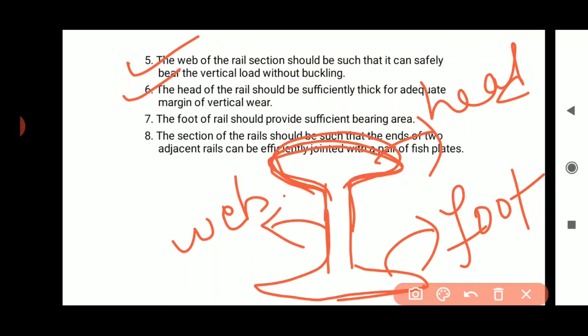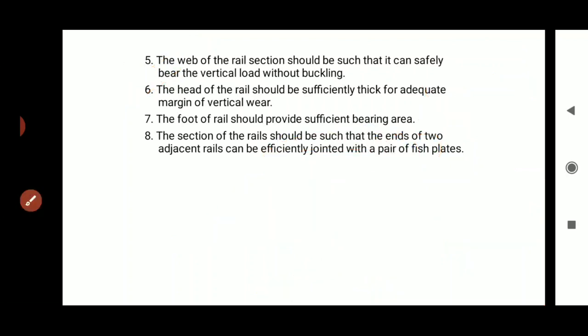And the wearing surface of this head should be hard. So to resist the wear and tear, this head part should be sufficiently deep. The thickness should be more so that it can resist the limiting value of the wear. And this surface of the head should be hard.